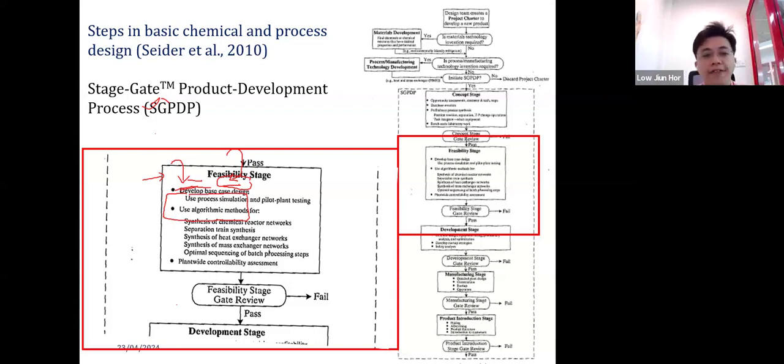Okay, once the feasibility stage here is proven and approved, and can proceed, then only we go to the development stage. If not, then maybe we need to do some revision.